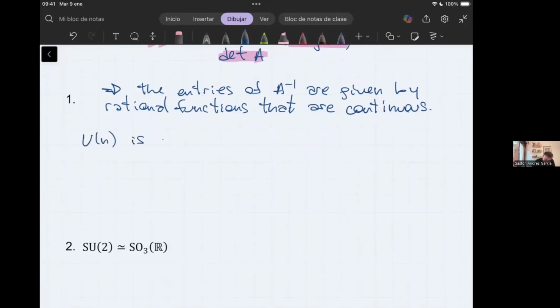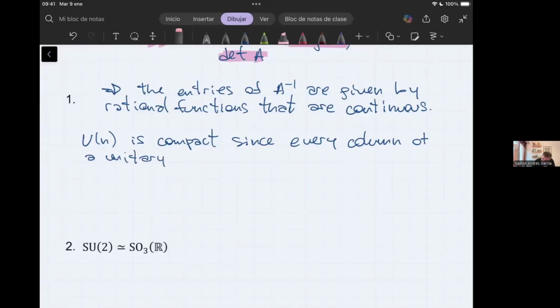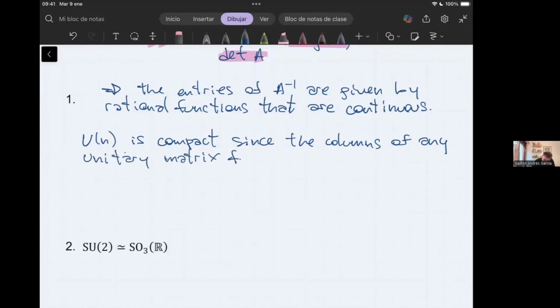So UN is compact since the columns of any unitary matrix form an orthonormal basis of Cn. So the columns have norm 1.